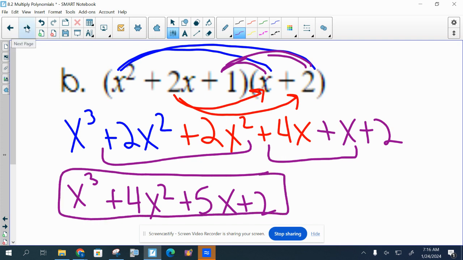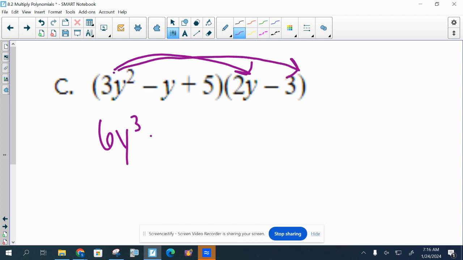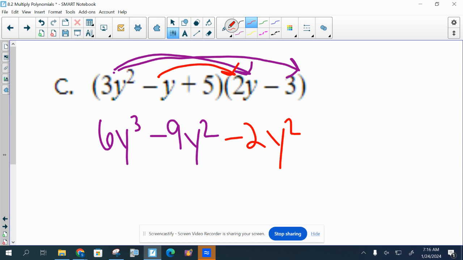So you can decide on your homework which of these methods you want to do. Okay, we'll do one more. 3y squared times 2y would be 6y to the third. And then 3y squared times negative 3 would be negative 9y squared. Negative y times 2 would be minus 2y squared. Negative y times negative 3 would be plus 3y.